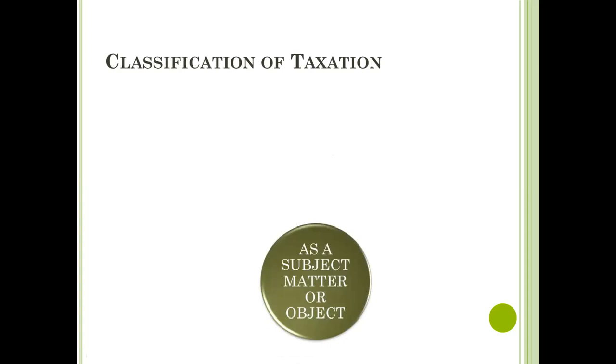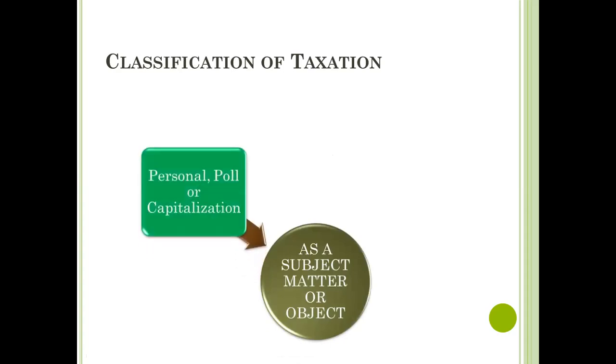So what are the classifications for taxation? We have as a subject matter or object. So for this one, we have the person, poll, or capitation, in which tax of a fixed amount is imposed on individuals residing within a specified territory without regard to property or the occupation in which they may be engaged.